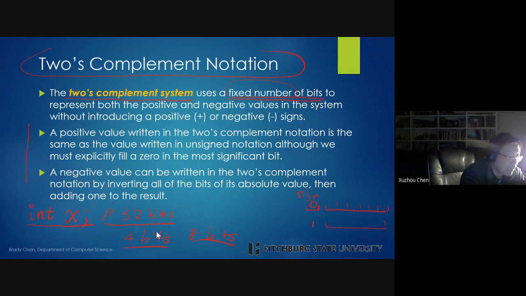So with two's complement notation, you know that a positive value written in two's complement notation is the same as the value written in unsigned notation, although we must explicitly fill a 0 in the most significant bit. Then a negative value can be written in two's complement notation by inverting all the bits of its absolute value and then adding a 1 to the result. Now, these are general rules which tell you how to represent a positive number or a negative number in two's complement notation of a fixed number of bits. Now let's take a look at the example.